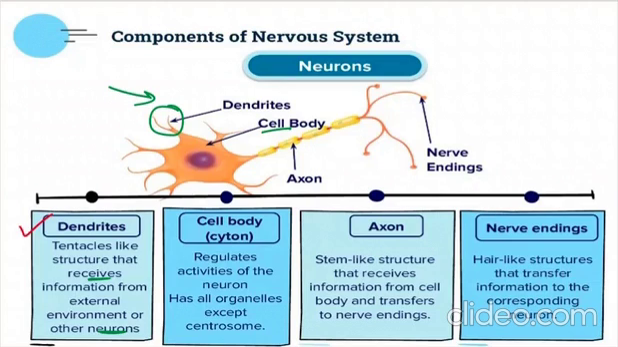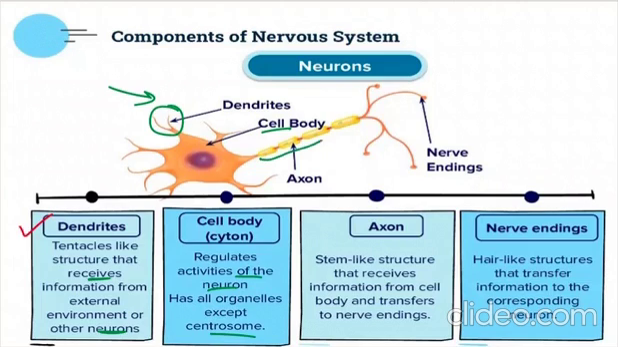Next comes this cell body, which is also known as cyton. It helps in the activities of the neuron, and it has every organelle except the centrosome. It has endoplasmic reticulum, mitochondria, all of those things are present. Apart from the centrosome, everything is present in the cell body.